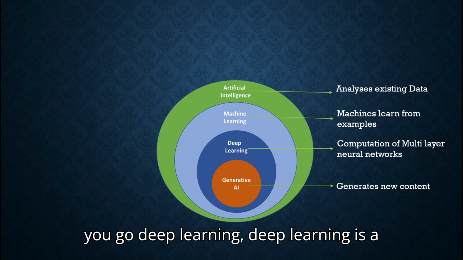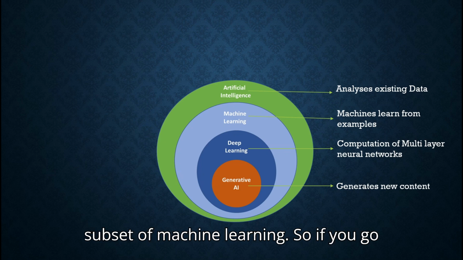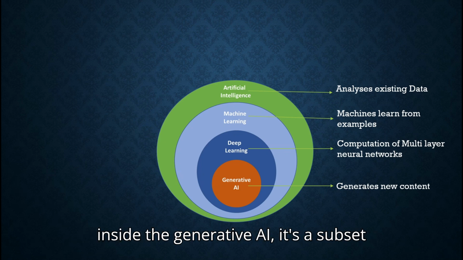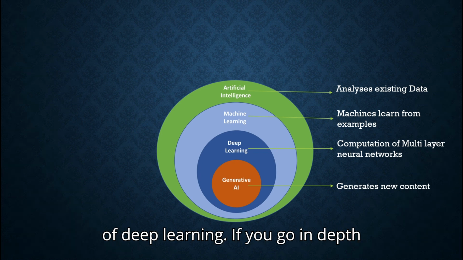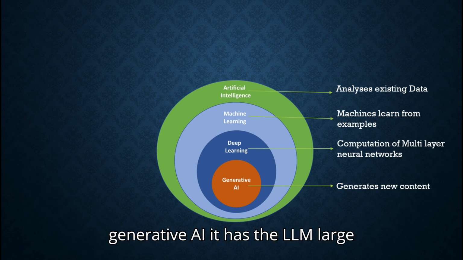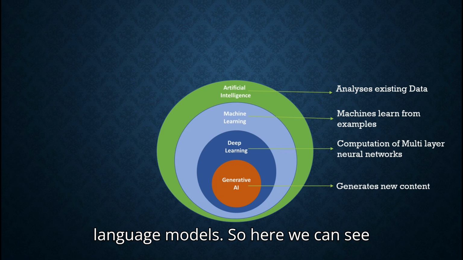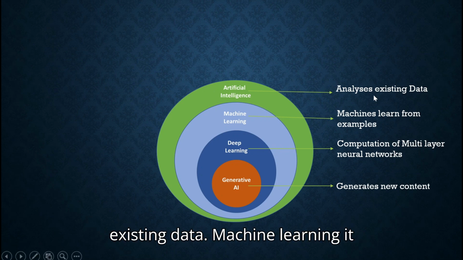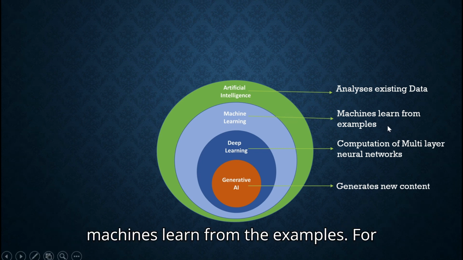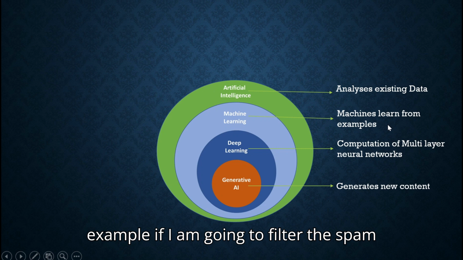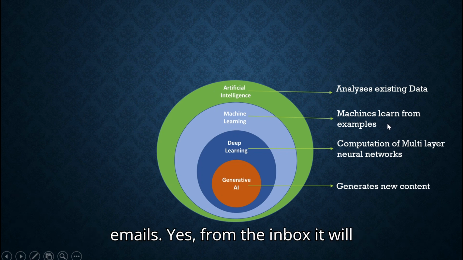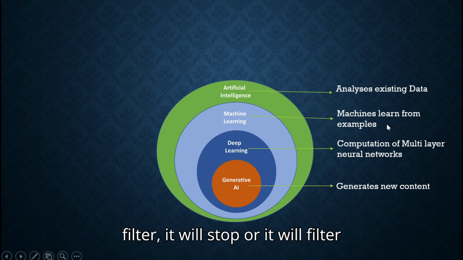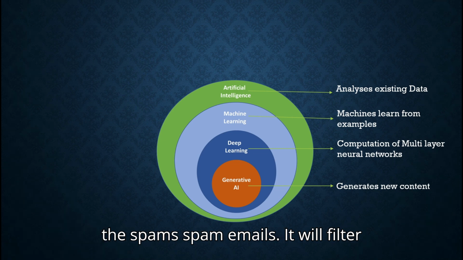Deep learning is a subset of machine learning. Generative AI is a subset of deep learning. If you go in depth into generative AI, it has the LLM, large language models. Artificial intelligence is analyzing the existing data. In machine learning, machines learn from examples. For example, filtering spam emails: from the inbox it will filter and stop the spam emails.